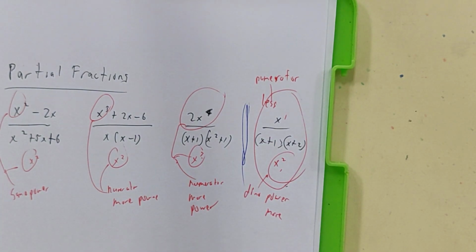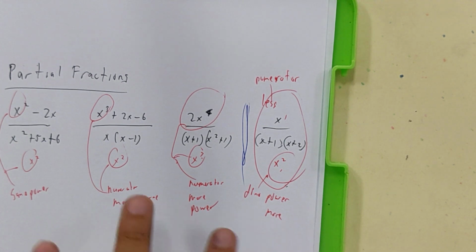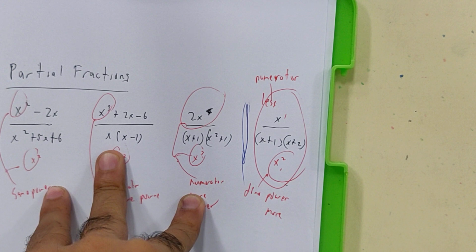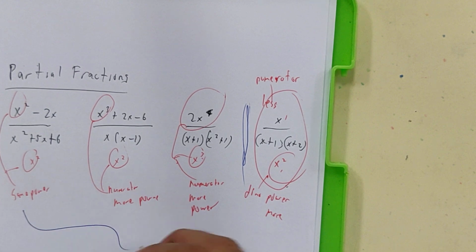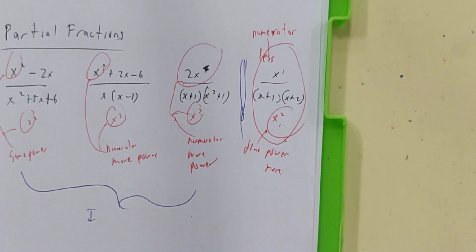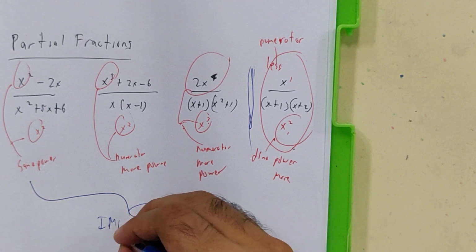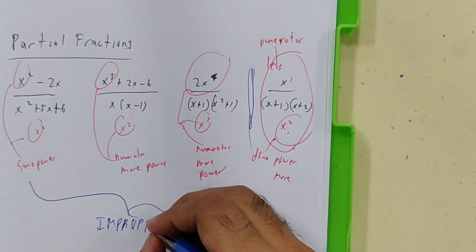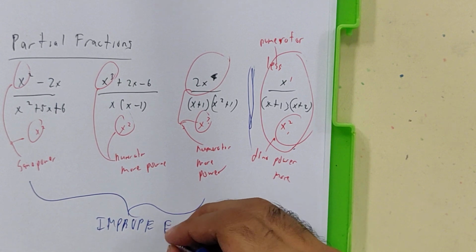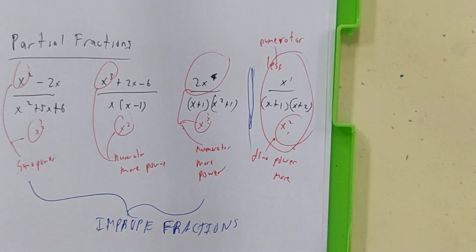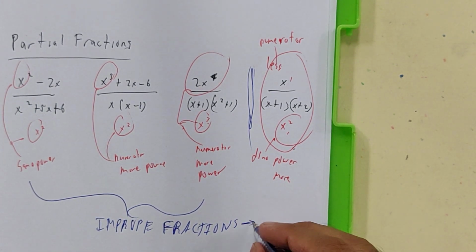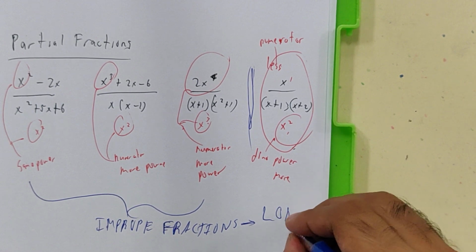Okay, what I'm trying to say is, listen carefully, if the only thing you get from this lecture is one sentence, it is this. These 3 are what we call improper fractions, where the numerator has more power. So if it's an improper fraction, what should we do? Long division.